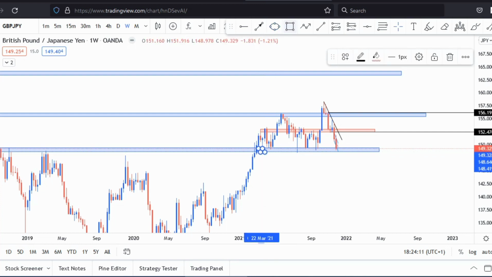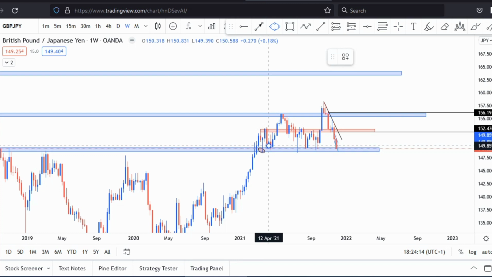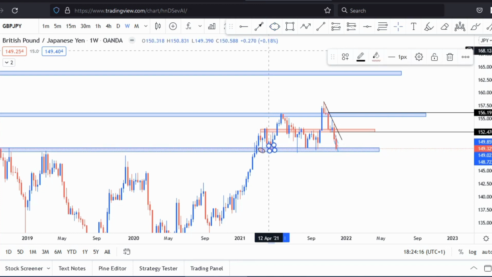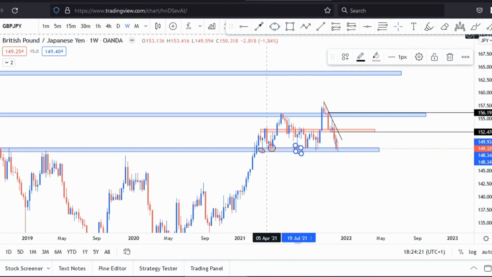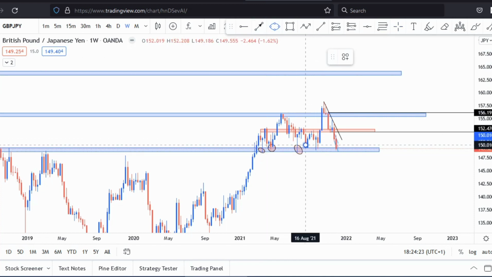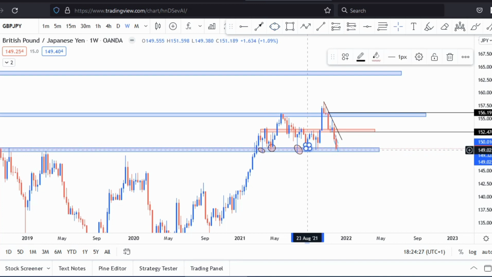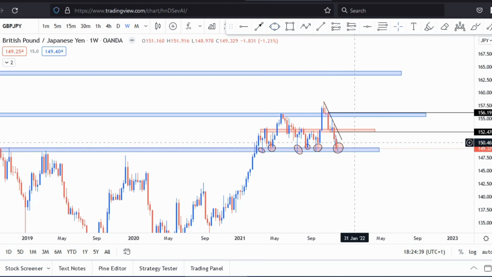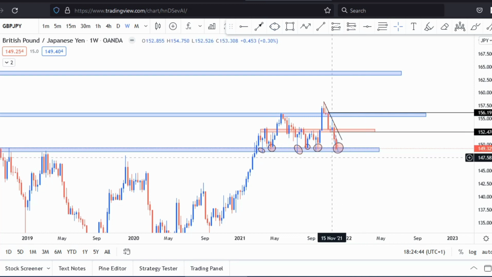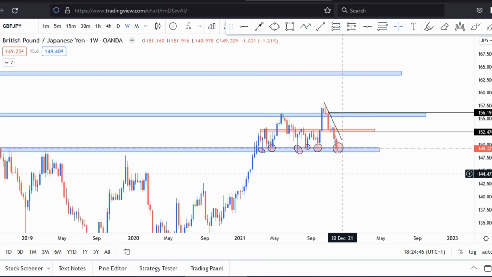As you can see, one. There's also another test around here, 2, and here again, 3, 4. So 5. As you can see, this area has held quite strongly, and so it means that it's a very, very strong area, and any price reaction around this area will be extremely significant and will give us so much profit if we're able to capitalize on it.